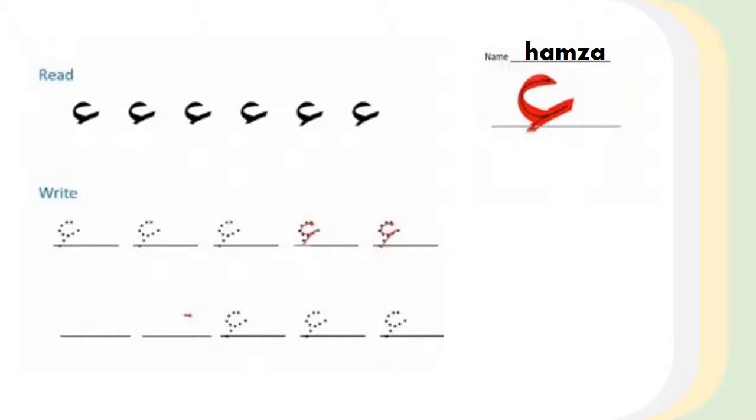The next letter is called Hamza. And it is the letter that some teachers do not include in the alphabet. But as we already said in our second lesson, we have decided to go with 29 letters. If you are new, please watch the second lesson.